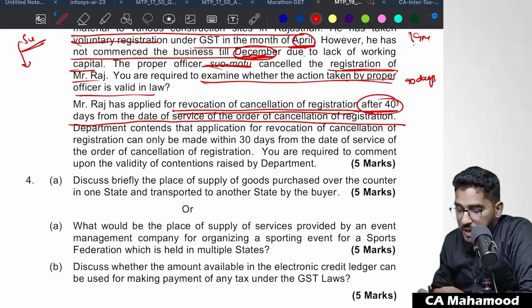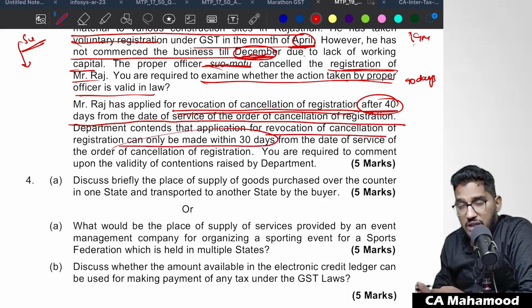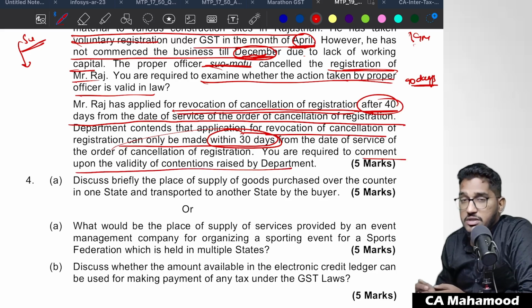Yes. The department contends that an application for revocation of cancellation of registration can only be made within 30 days. It is an old time limit. No. Now the time limit has been amended. They can make an application up to 90 days. But the department is telling, no, we will not accept your application. Why? Because the time limit is only 30 days from the date of service of the order of cancellation. You are requested to comment upon the validity of contentions raised by the department.